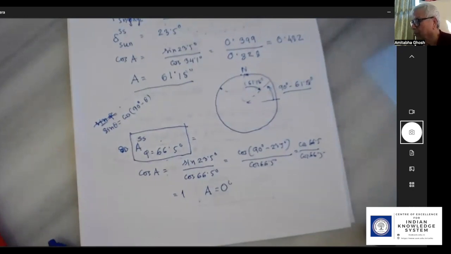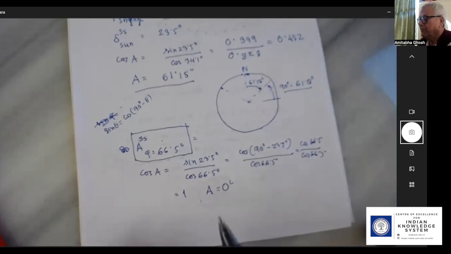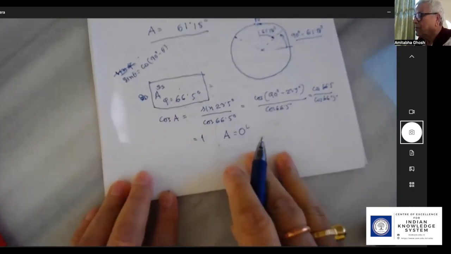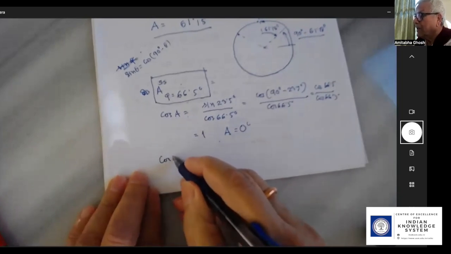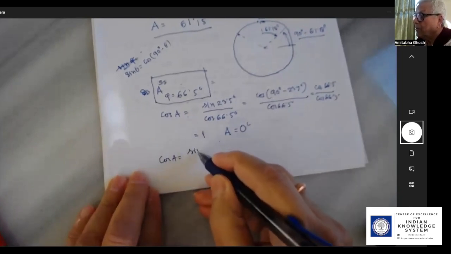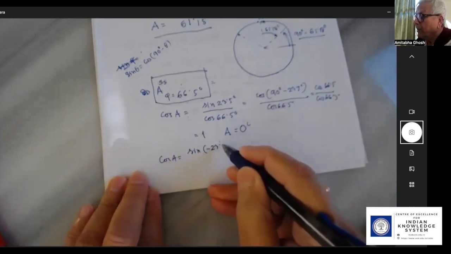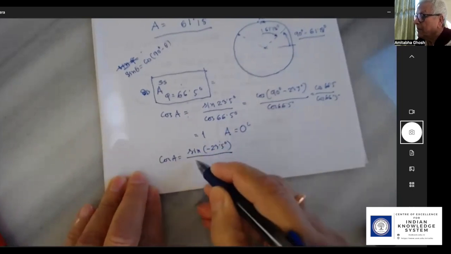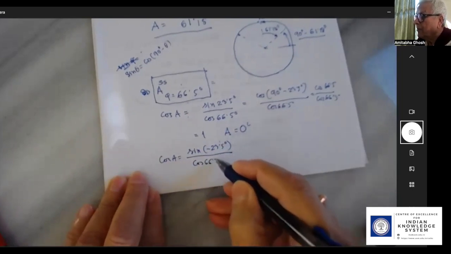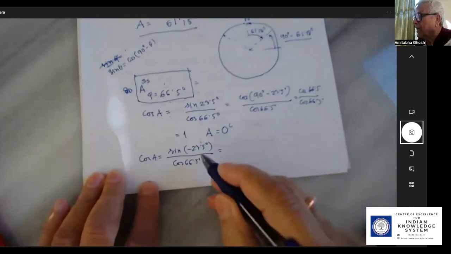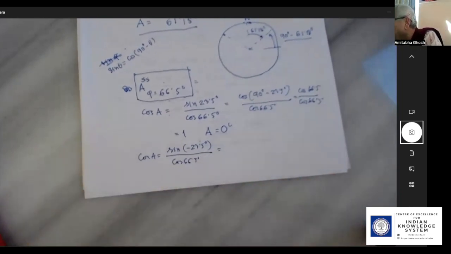Same way, if you consider the winter solstice day, that means what will be the declination of the sun? Minus 23.5. So on winter solstice day, cosine A will be sine of minus 23.5 because the declination is negative. So this is equal to what? Sine minus 23.5 degree. Kaustav, can you tell me?